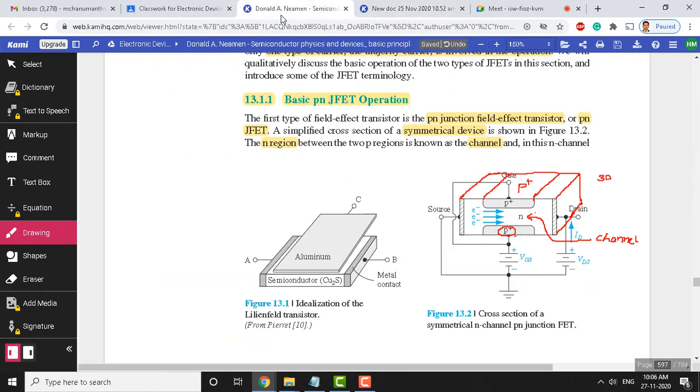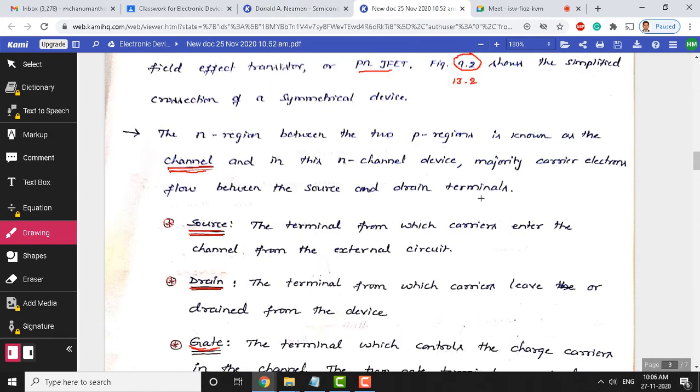Look at this diagram. There is an electron movement between the source terminal, this is a source terminal here. This one side of this PN JFET is called the source terminal. The other side you can see there is a drain terminal here. So from source to drain there is a movement of charge carriers, electrons, because this is an N channel. That is why it is called an N channel JFET, between the source and drain terminals.